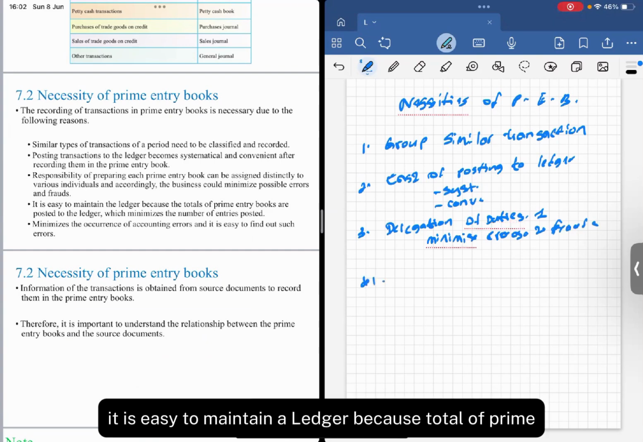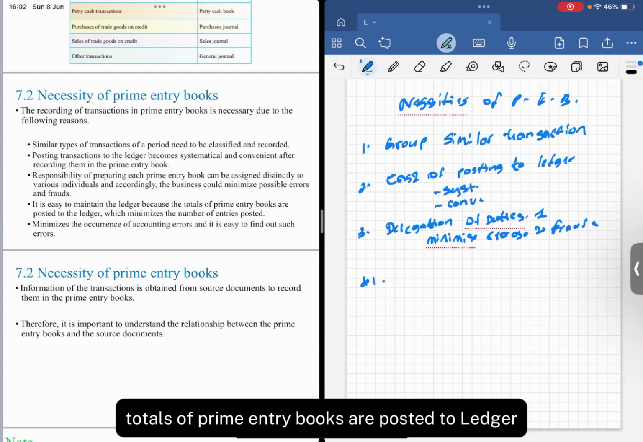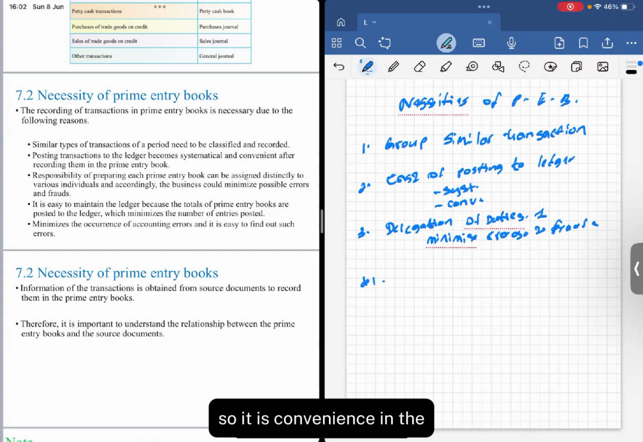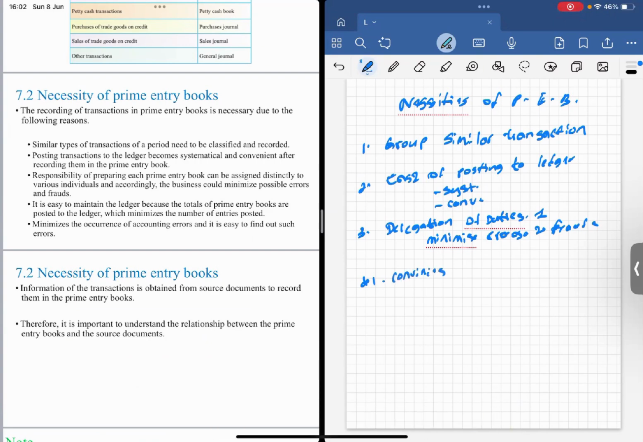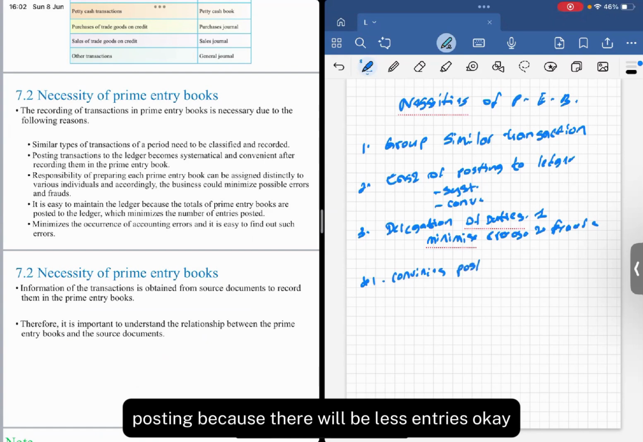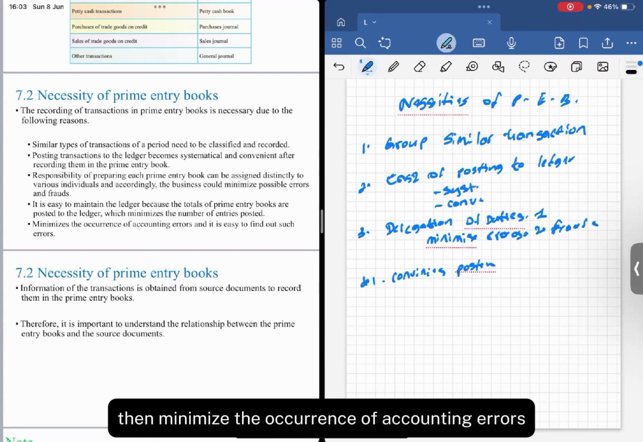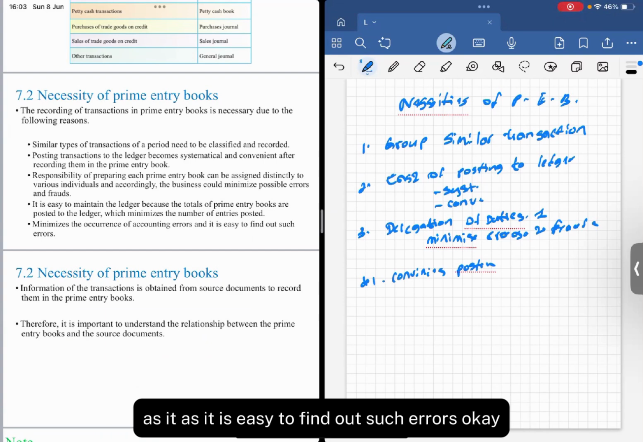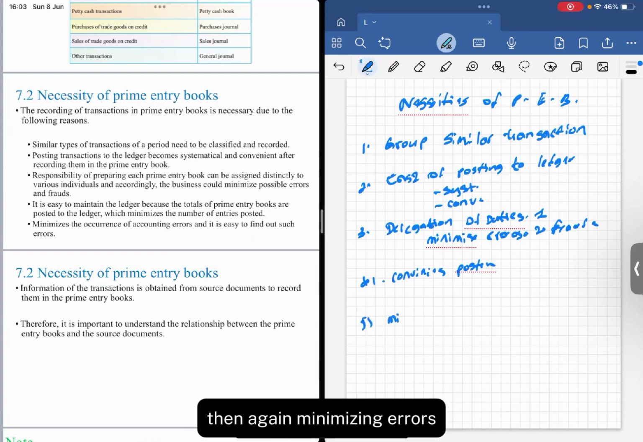Then the fourth one is it is easy to maintain a ledger because totals of prime entry books are posted to the ledger, which minimizes the number of entries posted. So it is convenient in the posting because there will be fewer entries. Then minimize the occurrence of accounting errors as it is easy to find out such errors. Again, minimizing errors.